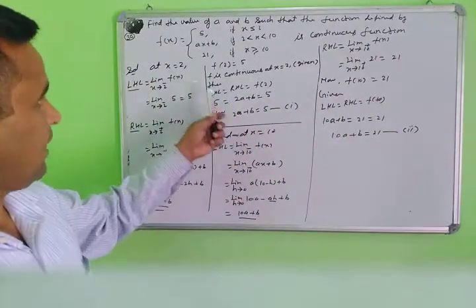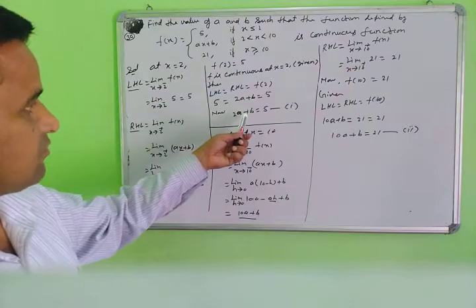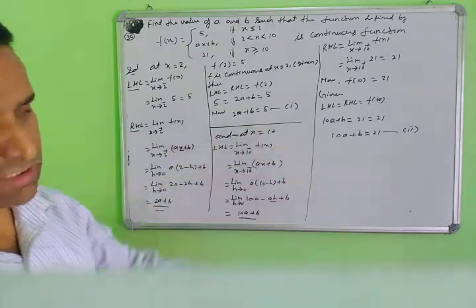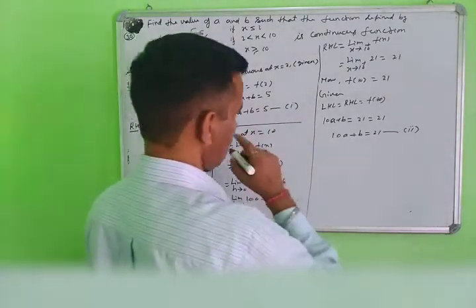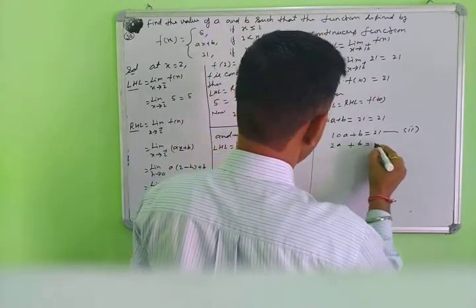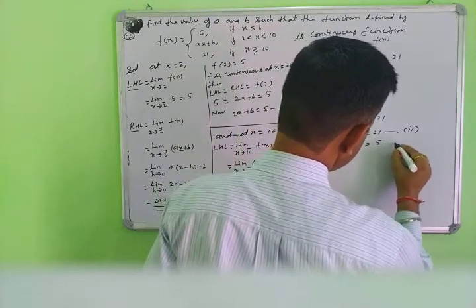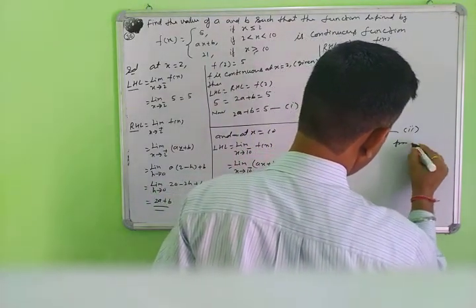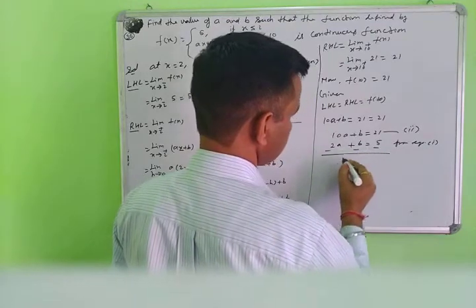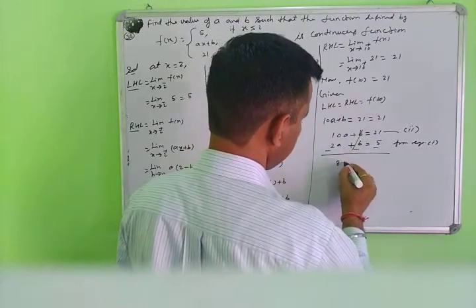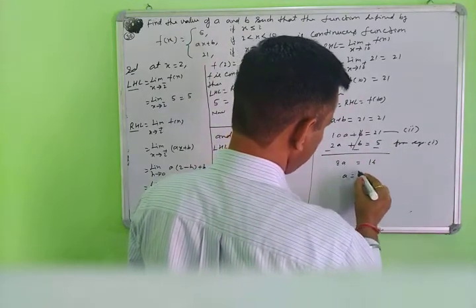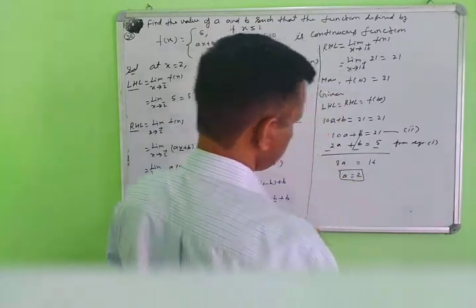This is the first equation from the limit at x equal to 2, and the second equation from the limit at x equal to 10. Solving the first and second equations, we find the values of a and b. So from the equations, 2a plus b equals 5 and 10a plus b equals 21. Subtracting them, b cancels here. 10a minus 2a, 8a, equals 16, so a equals 2.